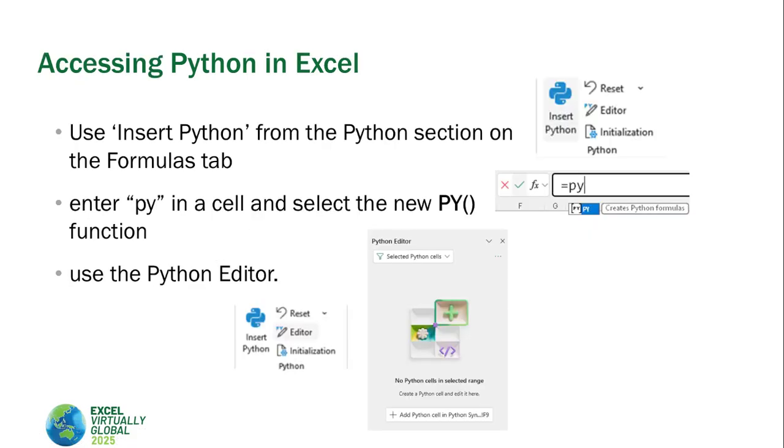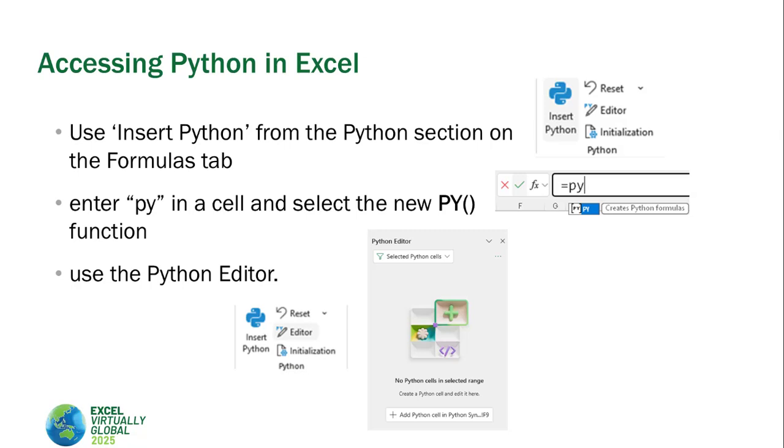So to access Python and Excel, there's three main ways you can access it. The first way is the way that is designed for beginners, and that's to use the Insert Python tab. If you use the Insert Python tab, it gives you access to a Python and Excel pane where you've got a number of templates and walkthroughs that you can go through when you're first starting out with Python and Excel.